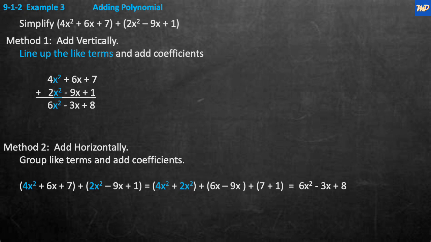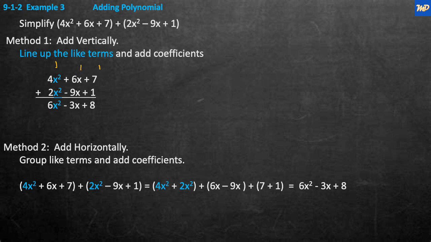If we're going to do them vertically, you just line up the terms. We have the x squared term here, then the x term, and then the constants in order. The x squared terms are above each other, the x terms are above and below each other, and so are the constants. Now you see we've lined them up. It's standard form, right? The x squared is in the leading position.